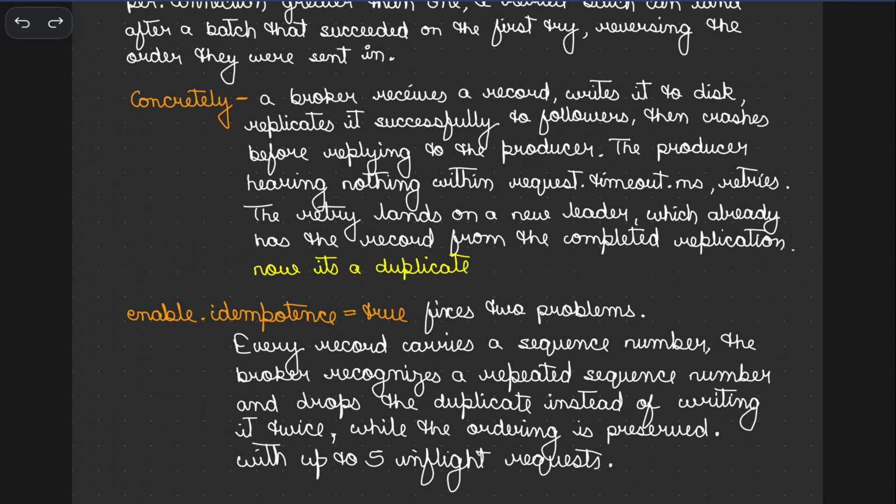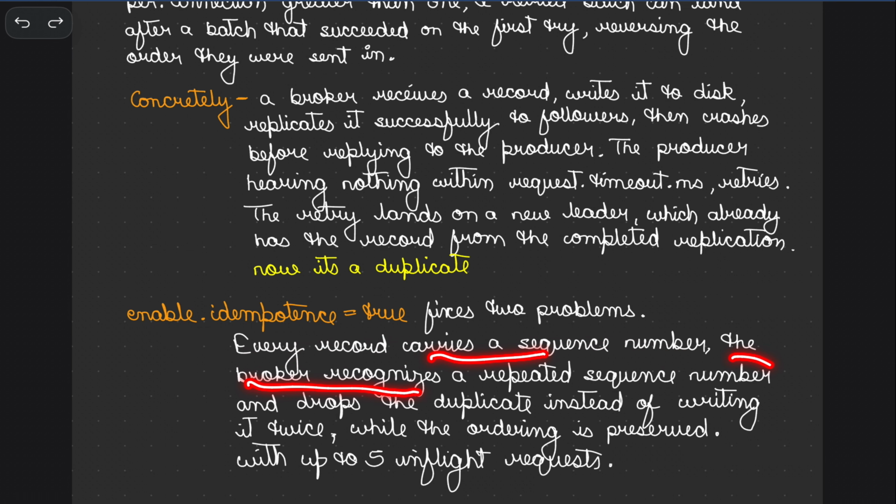So did you understand why there are so many configurations, how many use cases there are, and how we can solve those problems with the help of these configurations? There is this configuration, enable.idempotence equal to true. It fixes two problems. Every record carries a sequence number.